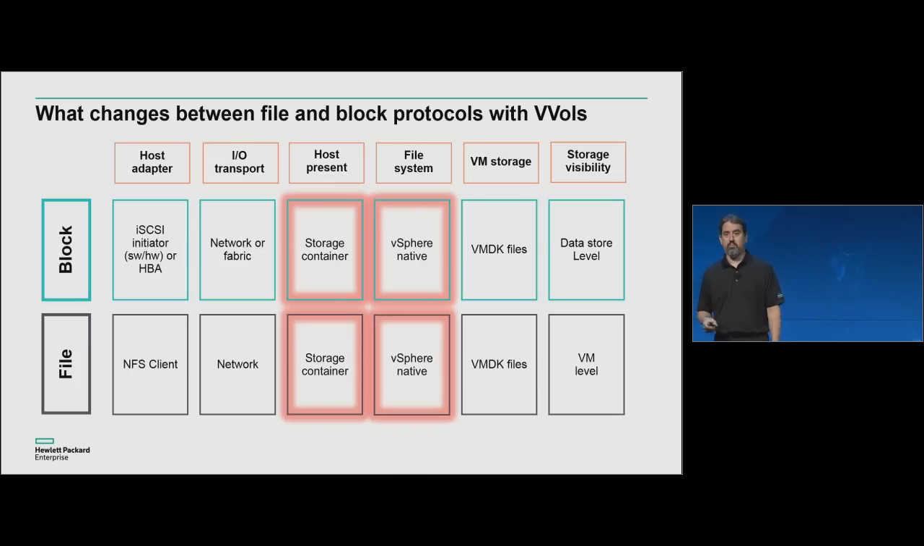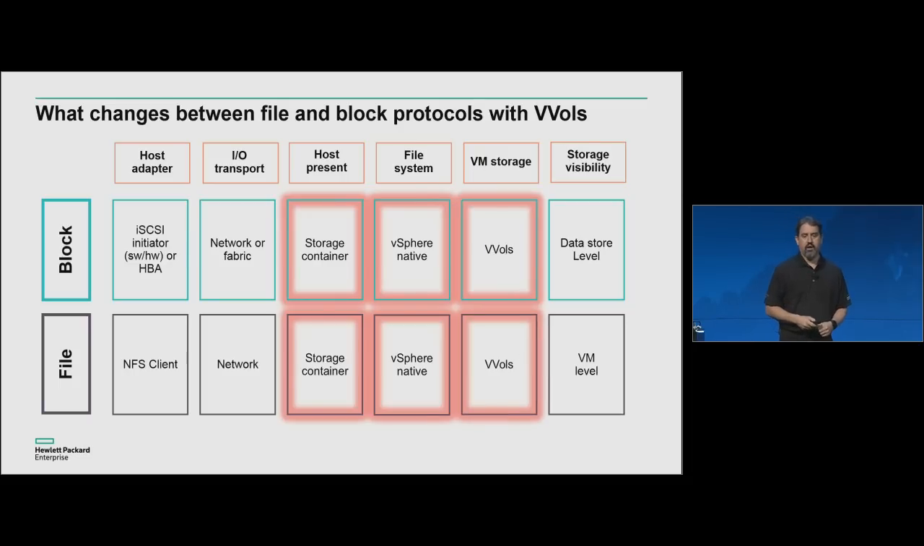Our file system is going to be vSphere writing natively to the storage array, so that changes. Again, we're not having a file system on either side. It's all vSphere managed. My VM storage is going to be VVols, so no longer VMDK files. That changes for both. And then my storage visibility: so now, finally, on the block level, we can see VMs as objects as well.